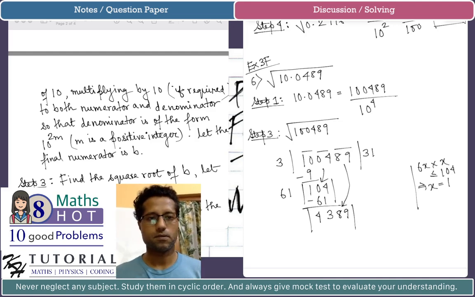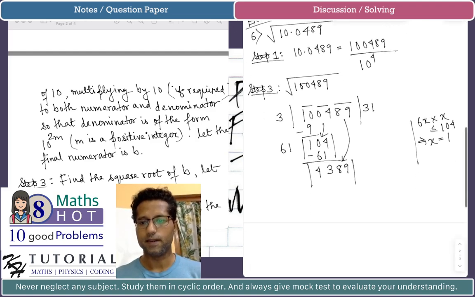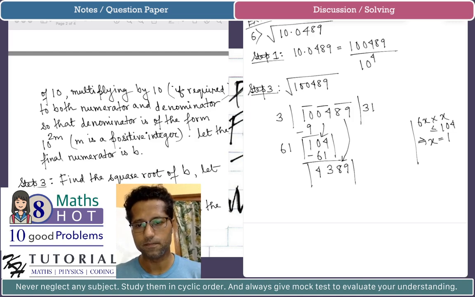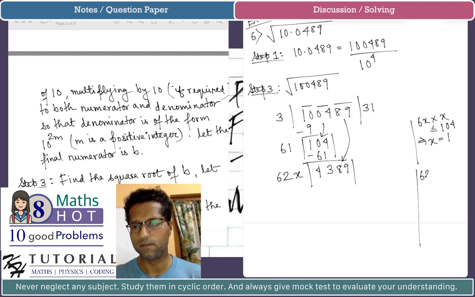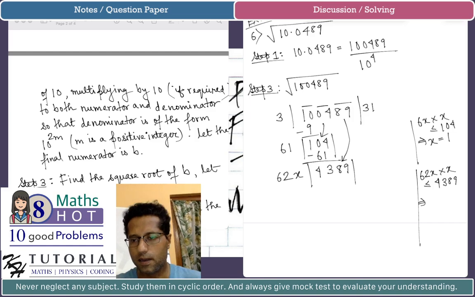The new dividend becomes 4389, and the new partial divisor will be 2 times the current quotient. So 31 into 2 is 62. Now again we have to consider the digit after 62, 62x, such that this 3-digit number 62x multiplied by x should be less than or equal to 4389. Can x be 3? No, it should be greater than 3. Let's try with x as 7.